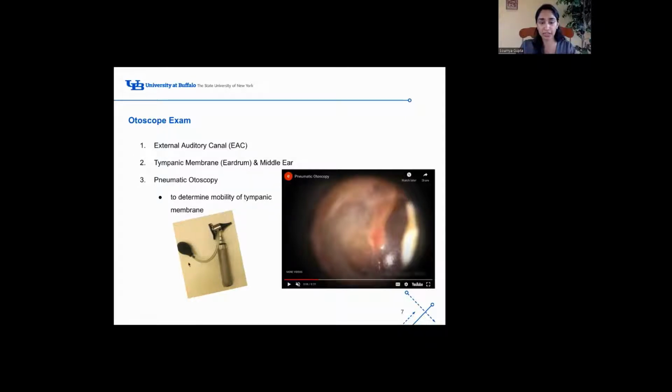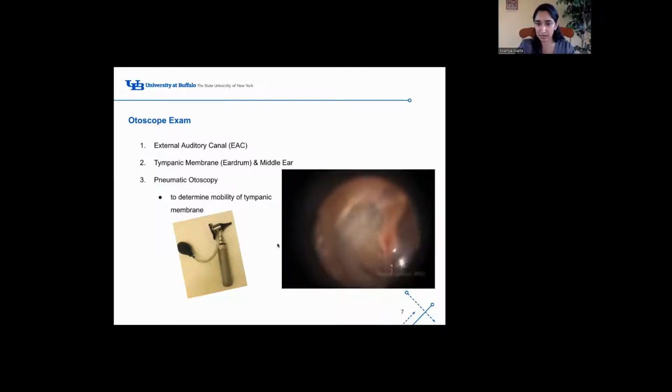If we have this insufflation bulb on here, then you release a little puff of air into the ear. It can be a little bit subtle to see here, but you can see there's a little bit of movement. It happens a few times. So you can see that a couple times it moves back and forth with the puff of air.